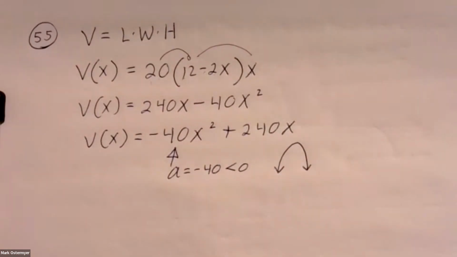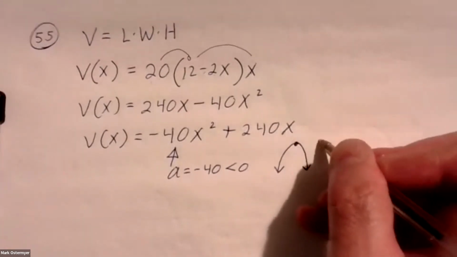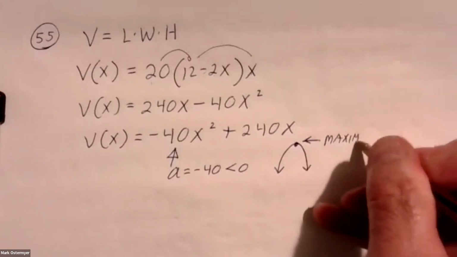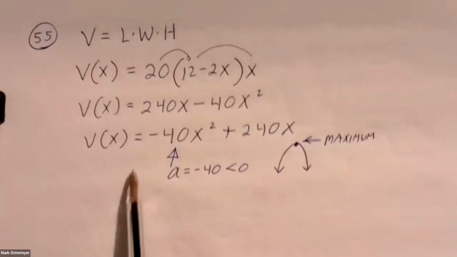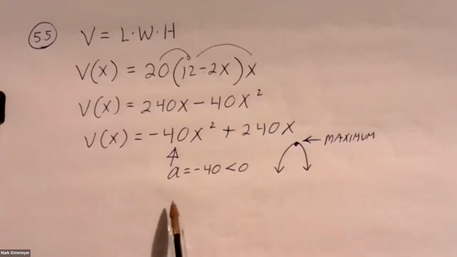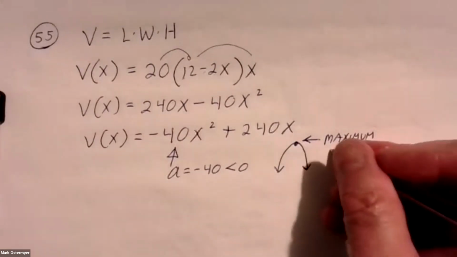And that kind of makes sense why it would open downwards, ladies and gentlemen, because the vertex point is not going to be a minimum point, but it's going to be a maximum point. And so the answer to this question, as far as the maximum volume that can be carried by this canal or channel, will be held in the vertex point, because that is a maximum point.